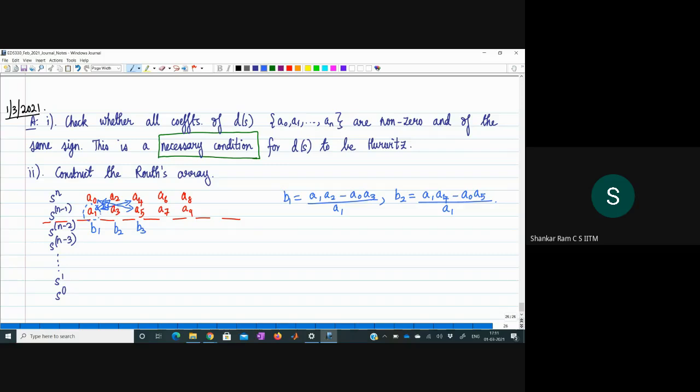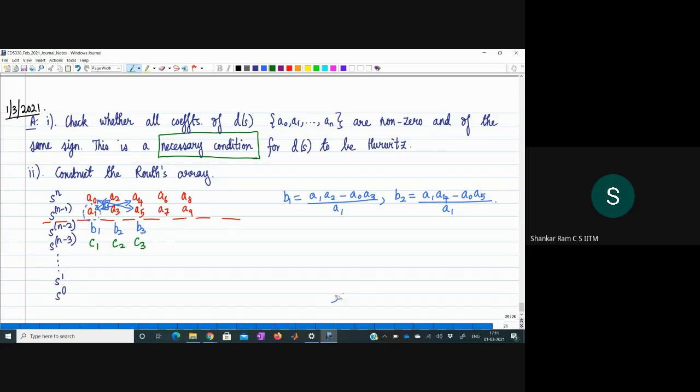So you see that to calculate the coefficients in any row, we look at the previous two rows and keep applying this formula continuously until we exhaust all the coefficients in that row. Similarly, if you look at the row of s power n minus 3, we calculate C1, C2, C3, and so on. By now, I'm sure we will see the pattern.